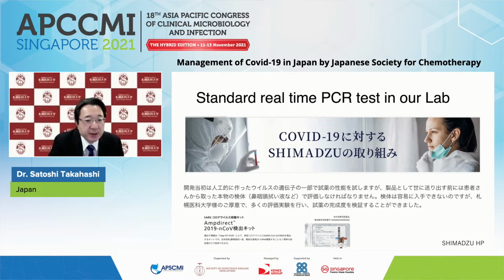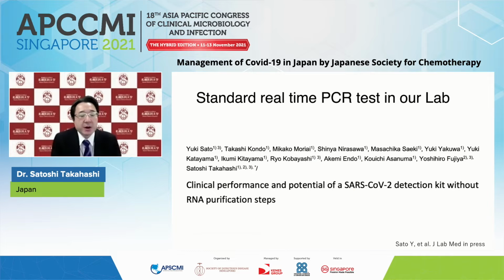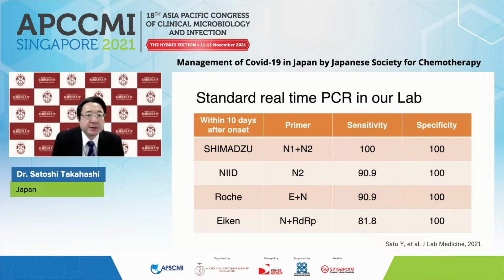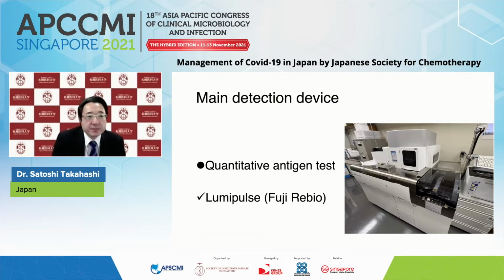This is the AMP Direct Kit. We already published the paper about Shima's AMP Direct Kit. The sensitivity and specificity are mostly equal to the National Institute of Infectious Diseases method and the Roche real-time PCR kit. But now, our main detection method is the quantitative antigen test.